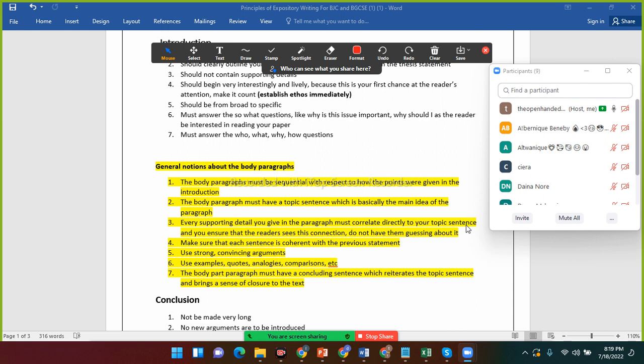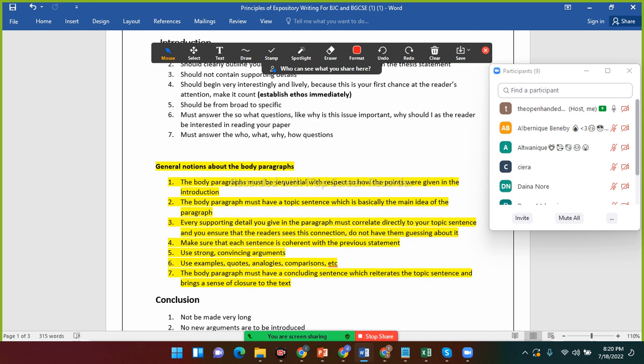Number 7. Go ahead, Sierra. The body paragraph must have a concluding sentence which reiterates the topic sentence. So the body paragraph must have a concluding sentence. Please, people, include the concluding sentence.